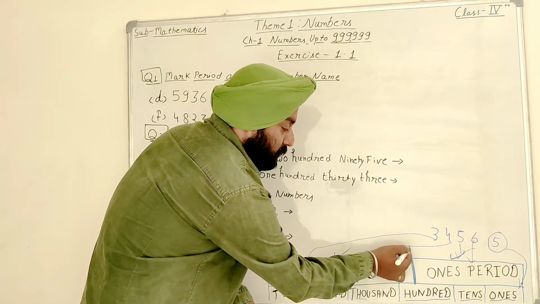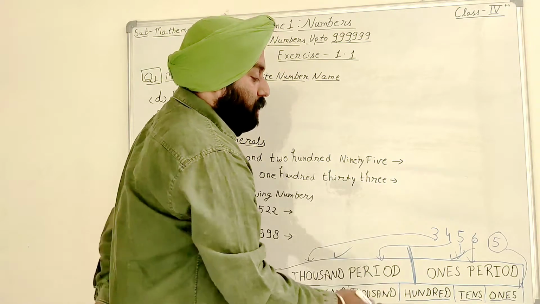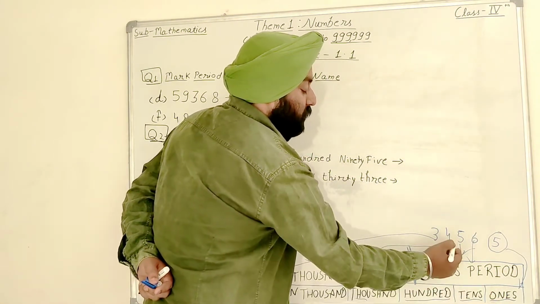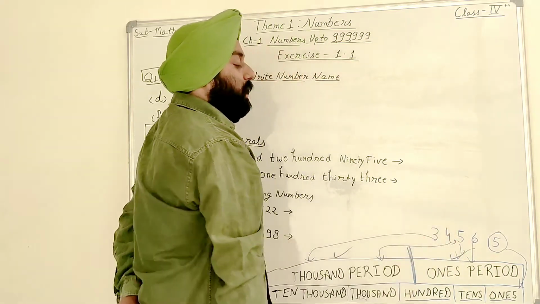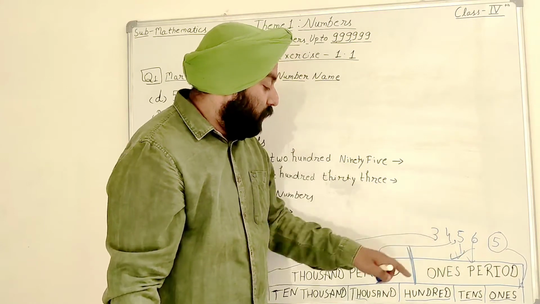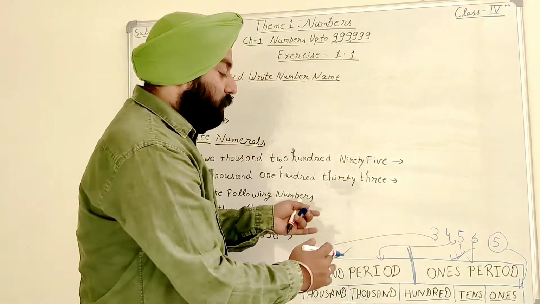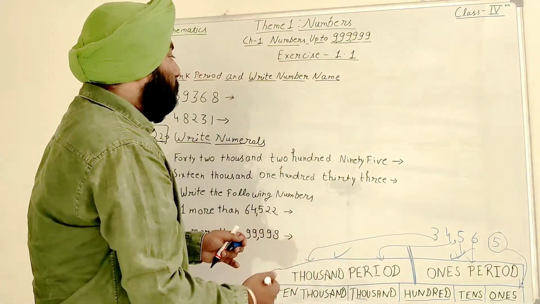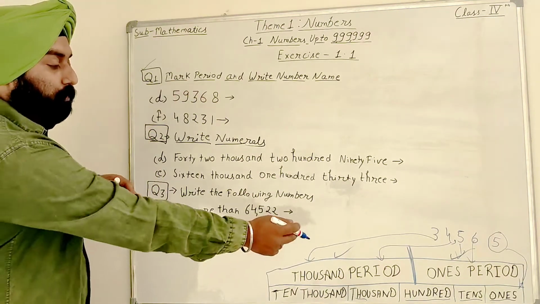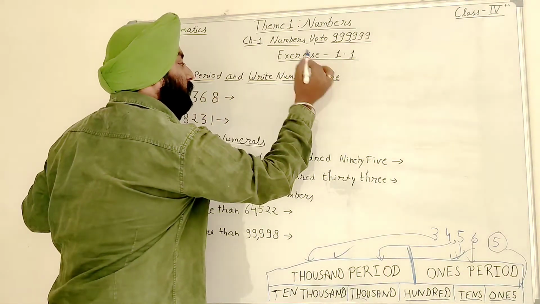So we have divided it into ones period and thousand period. In ones period, three digits are coming: ones, tens, and hundred. Then we have to separate it with a comma between the thousand period and ones period. So our first question is of the same thing: we have to mark the period and write the number names.